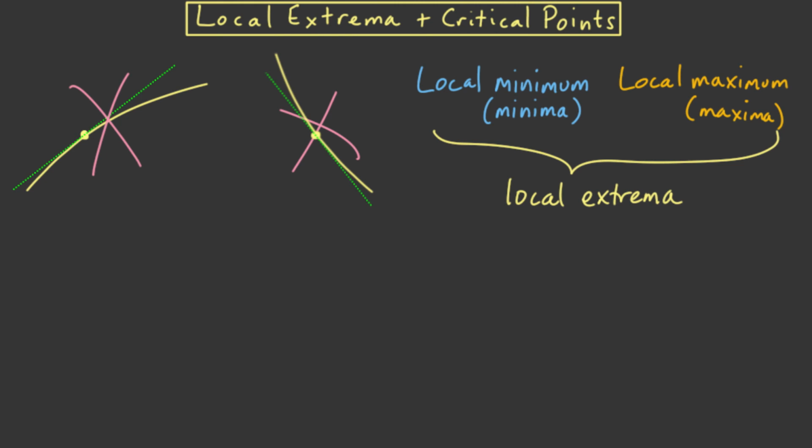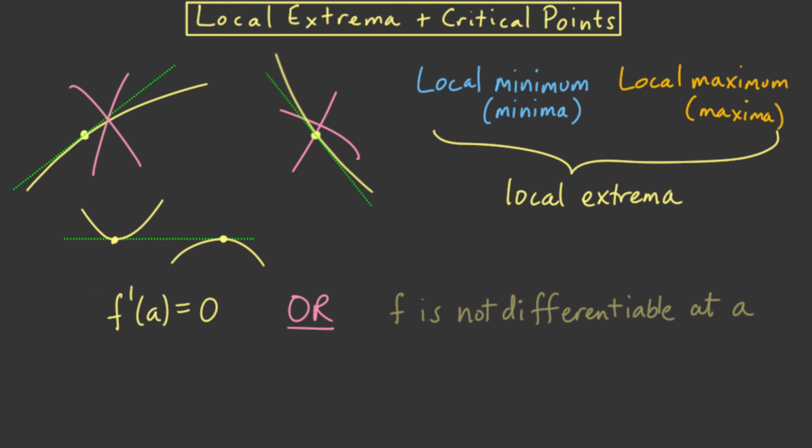So what does that leave? Well, we could have a point where the tangent line is horizontal, that is, f prime of a equals 0, something like this or this, perhaps. Or, there's another possibility. We could have a point where there is no tangent line. That is, f is not differentiable at a. And that could be a corner point like so. And that's a local maximum, what I just drew.